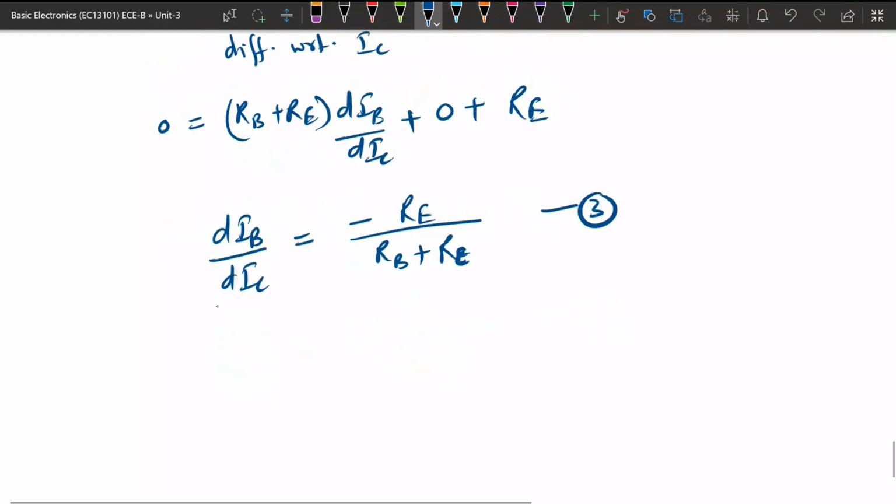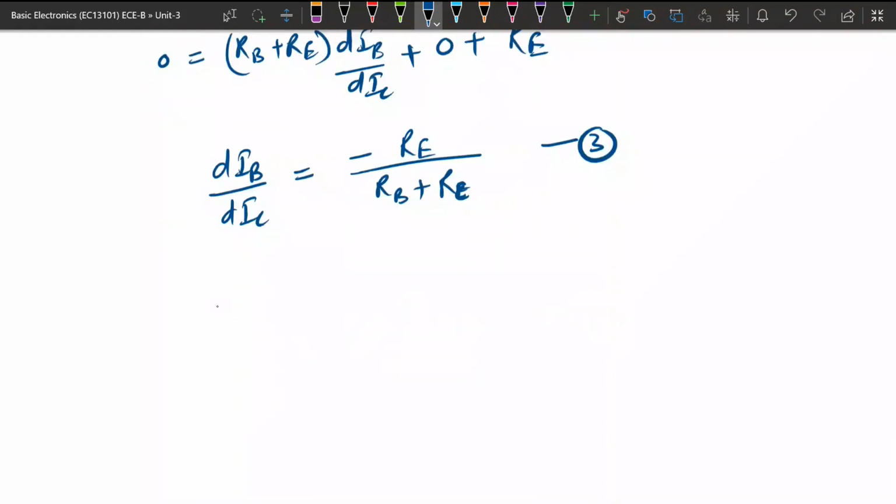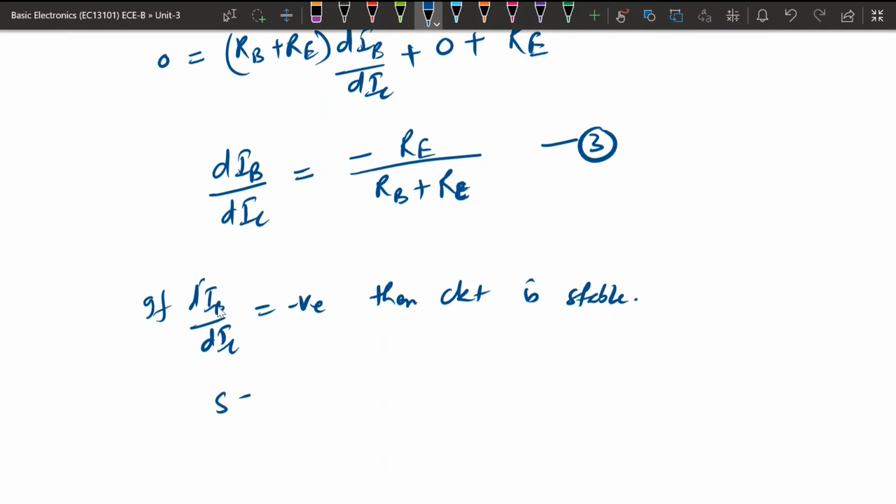As this is a negative circuit, so del IB by del IC, if del IB by del IC is negative, or differentiation of del IB divided by del IC is negative, then the circuit is stable. By putting this value, we can get the stability value, that is S.